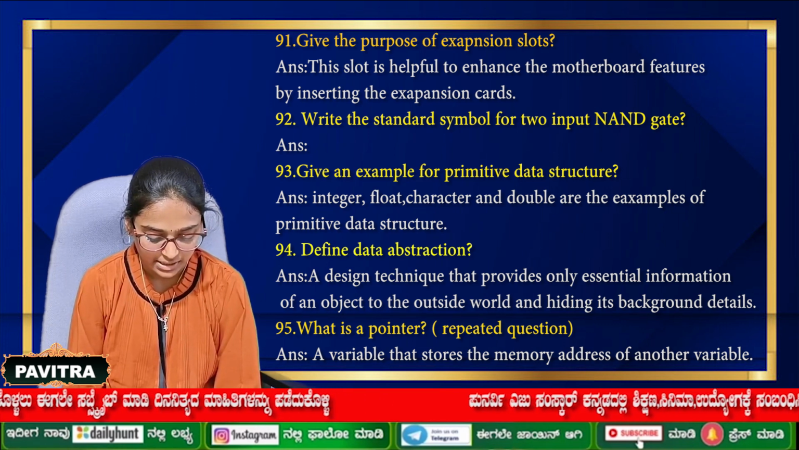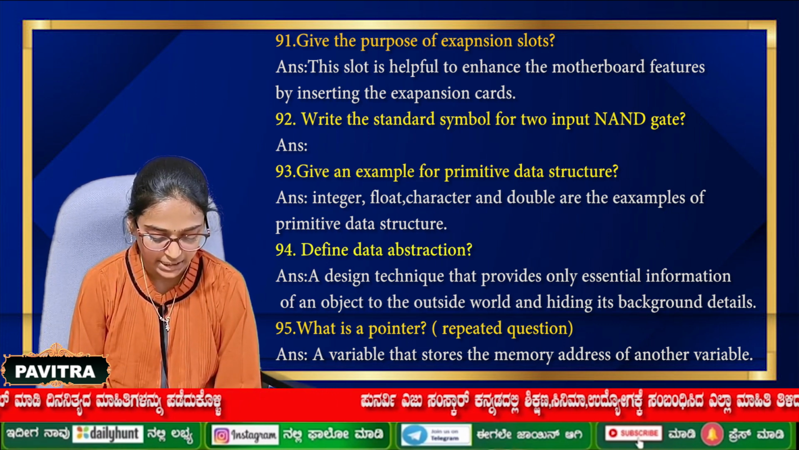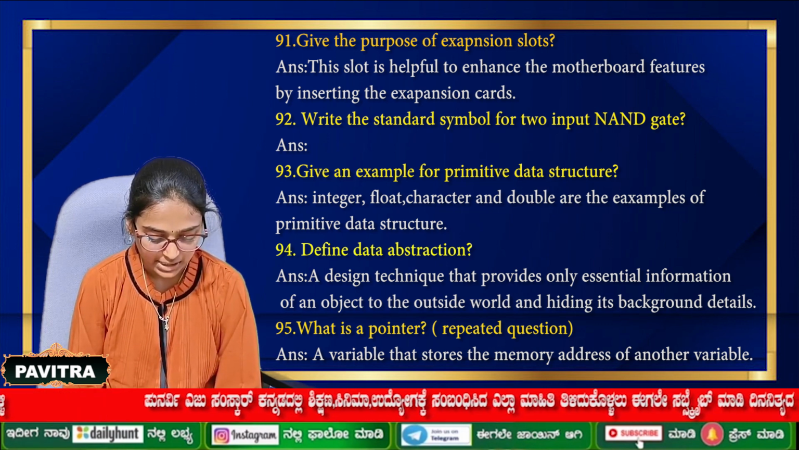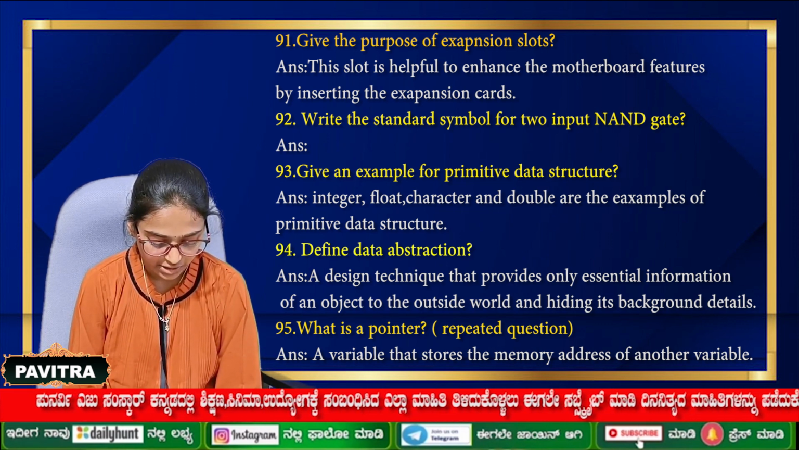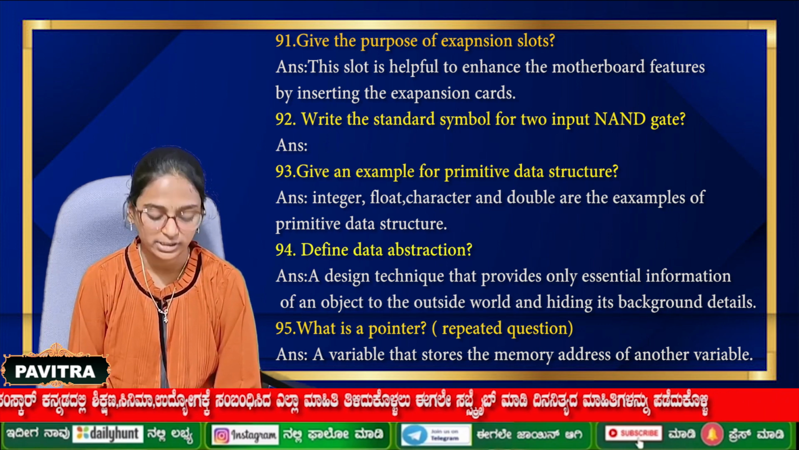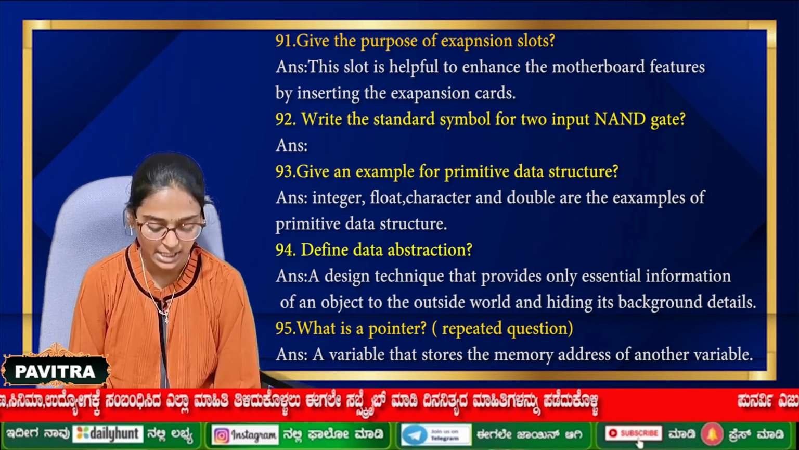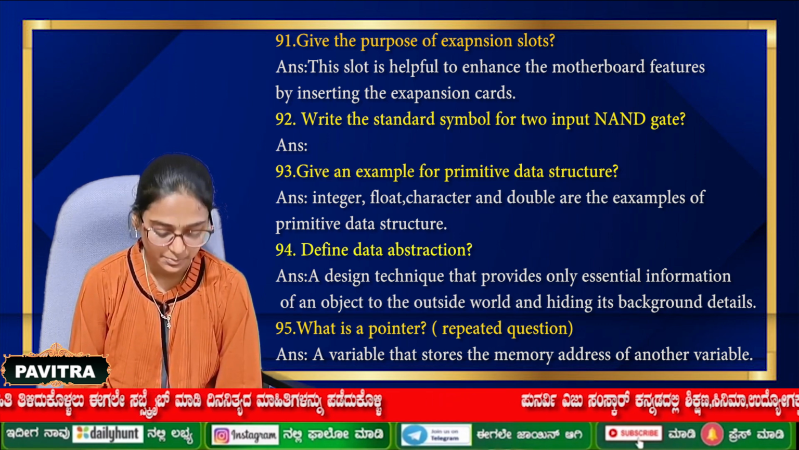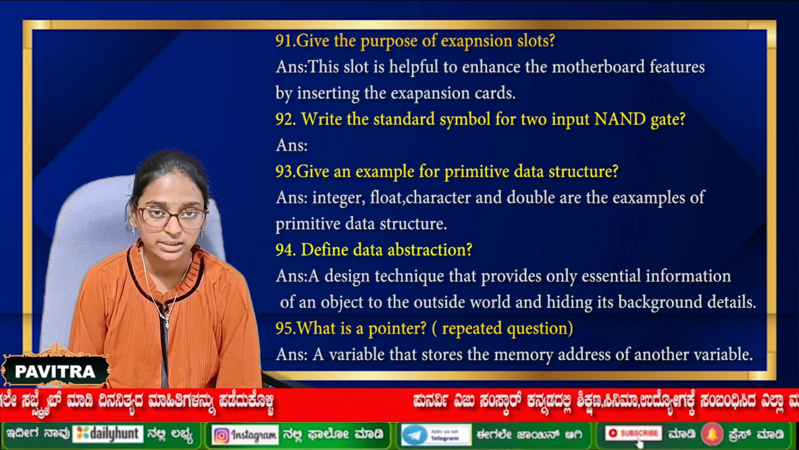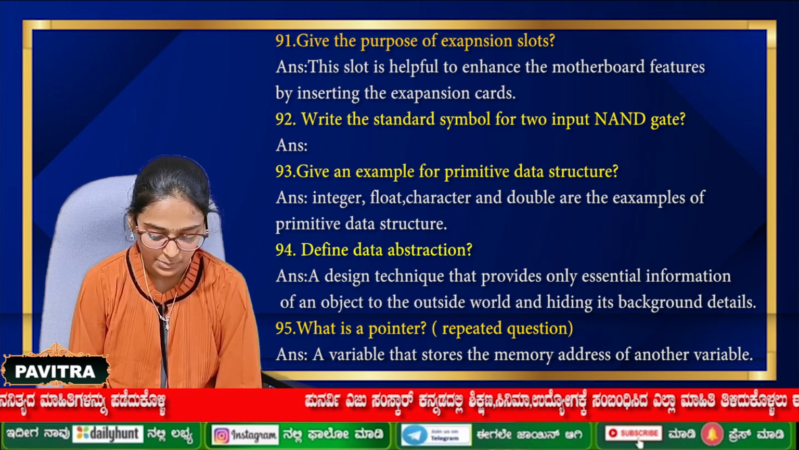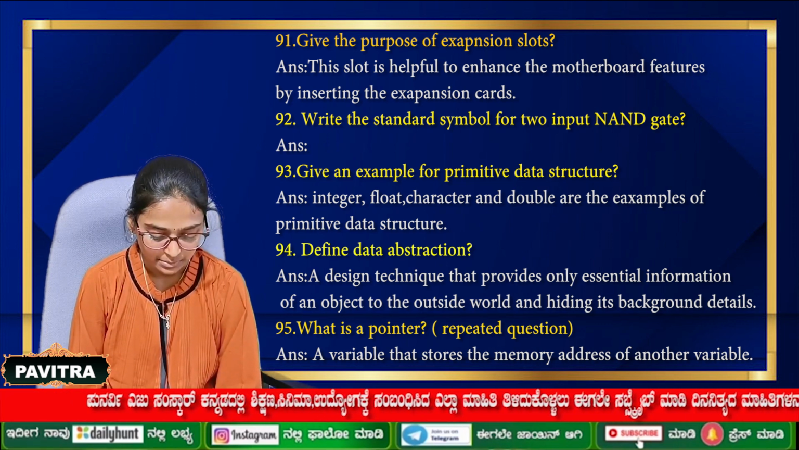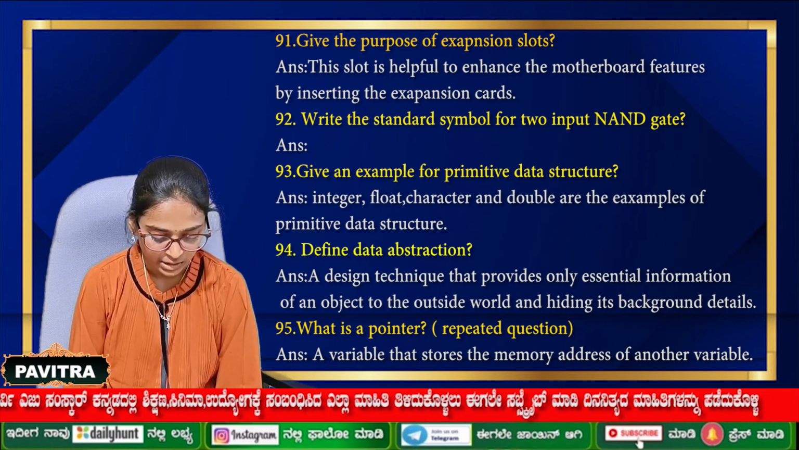92. Write the standard symbol for two input NAND gate. Please refer the textbook. 93. Give an example for primitive data structure. Integer, float, character and double are the examples of primitive data structure. 90. Define data abstraction. A design technique that provides only essential information of an object to the outside world and hiding its background details.